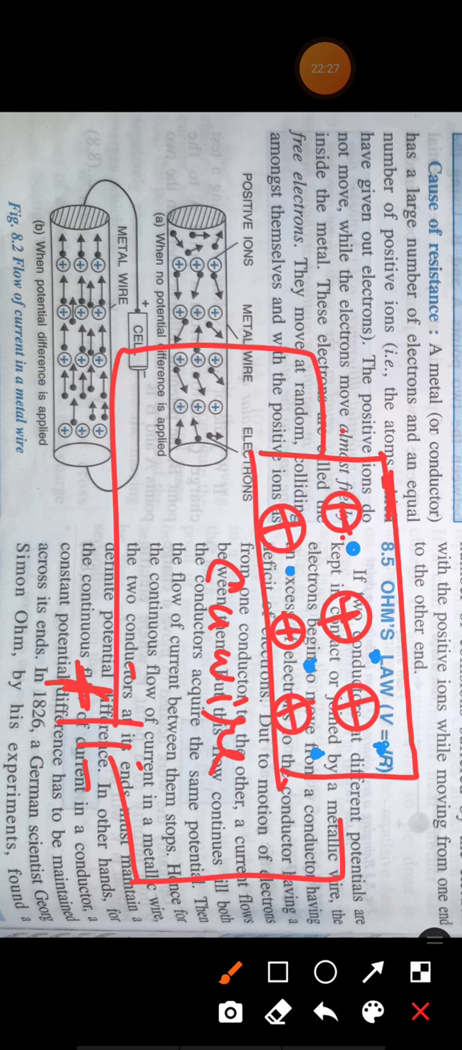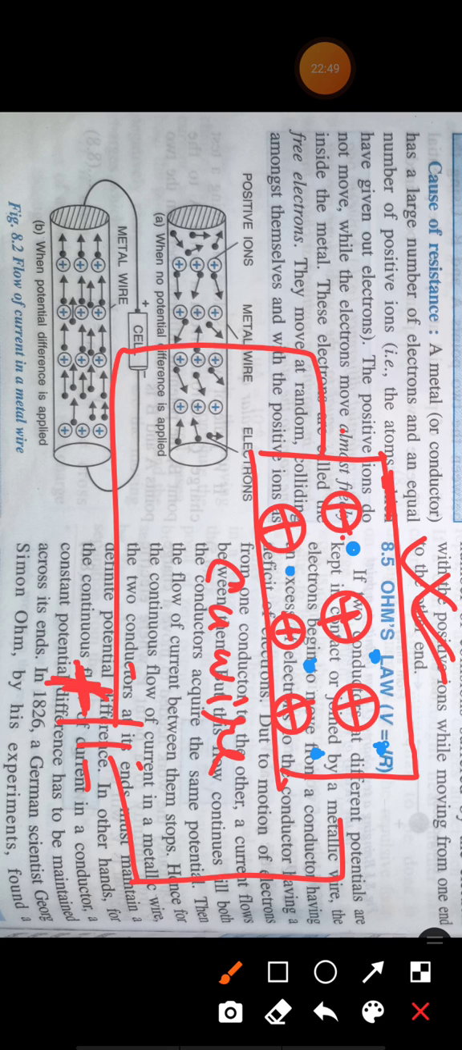So which is actually opposing the electrons? The atoms, this metal atom here, the copper atoms, they are actually resisting the electrons. So this is the cause of resistance. The atoms are actually resisting the electrons.